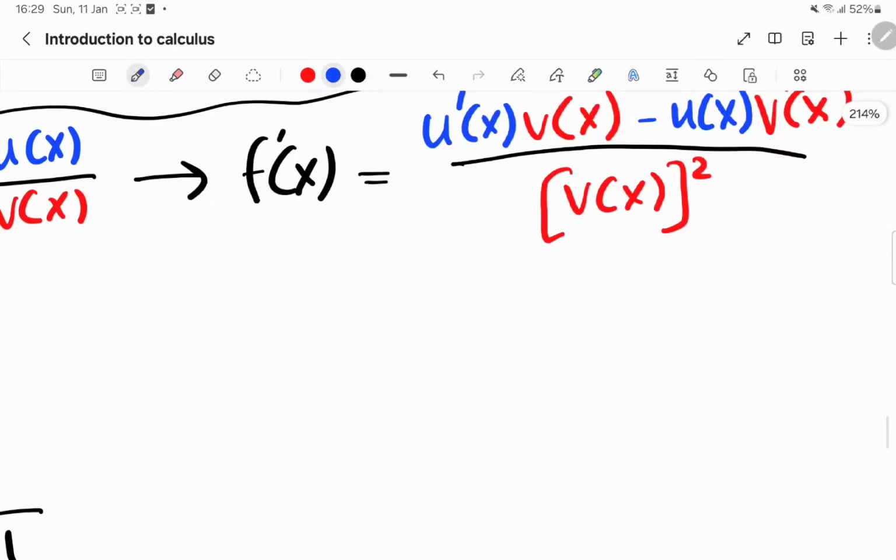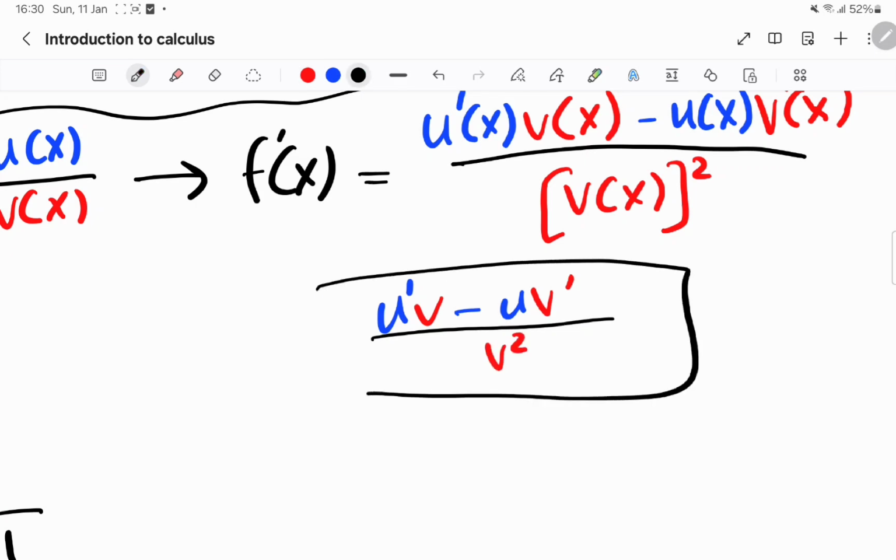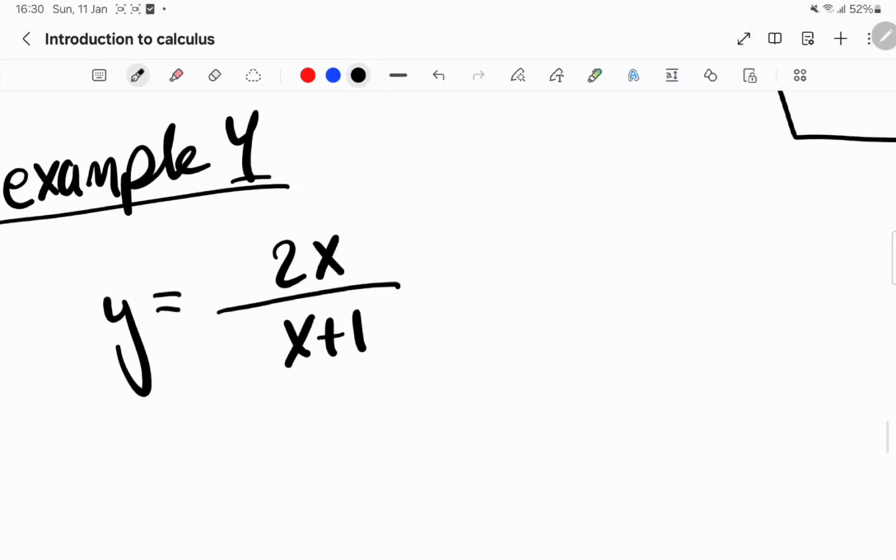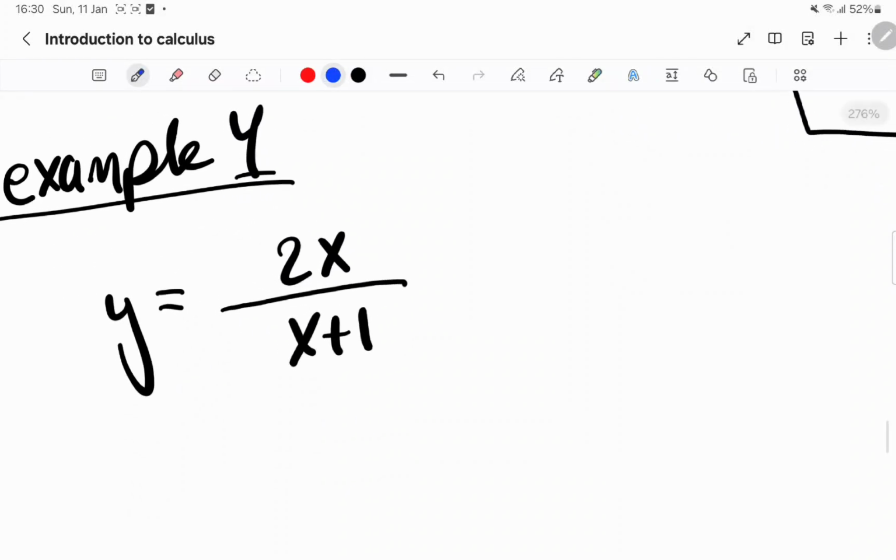An easier way to remember this would just be u prime v minus u v prime over v squared. Okay, I want you guys to note this down. So let's go over a basic example real quick.